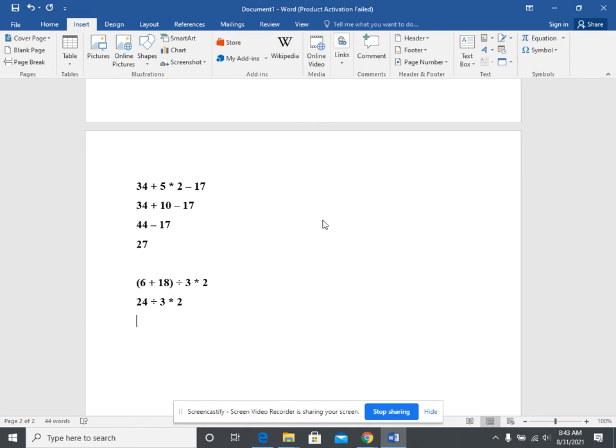Not 6. 8. 24 divided by 3 is 8, because 8 times 3 equals 24. Now we're just left with 8 times 2, which gives us what? 16.